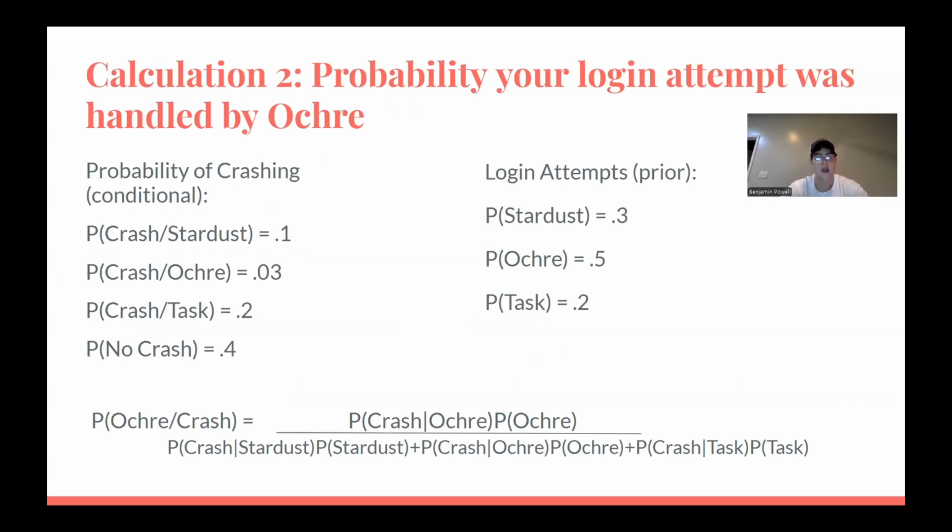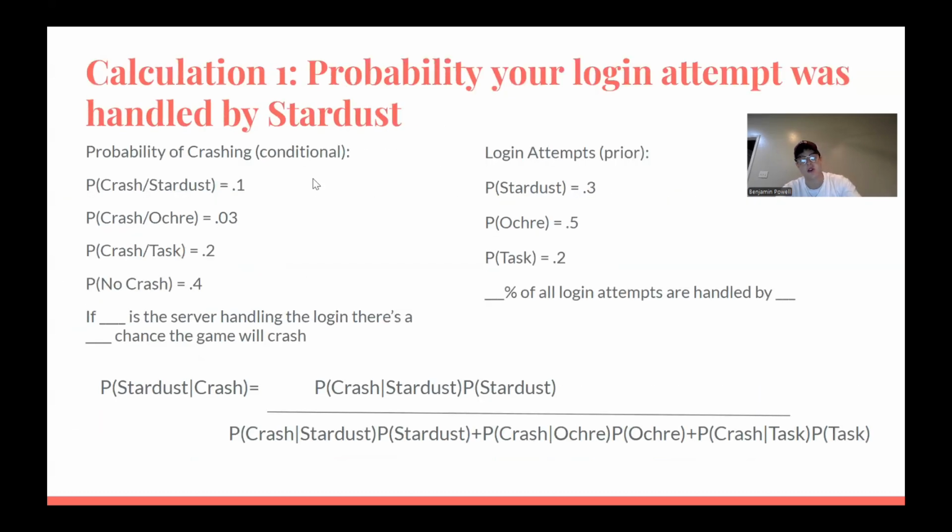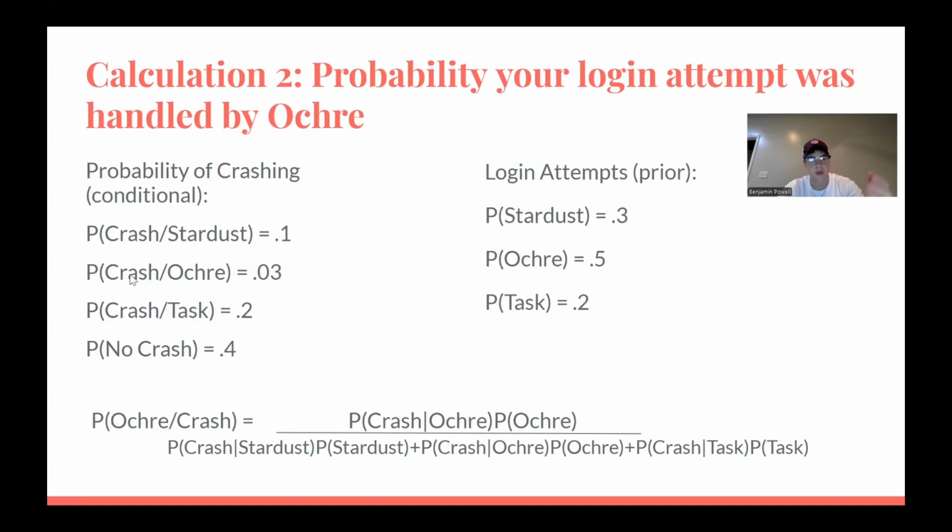Now, staying with me, it is the same thing that we're doing, but for Okra now. So we have just two different calculations. So this is the probability that your login attempt was handled by Okra. On this left side, the conditional, right? And then on the right side, we've got the priors, or the login attempts. Same thing that we're doing. So if we come back, it's if blank is the server handling the login, there's a blank chance the game will crash. So if Stardust handles the login, there will be a 10% chance the game will crash, and so on and so forth as we move down the column.